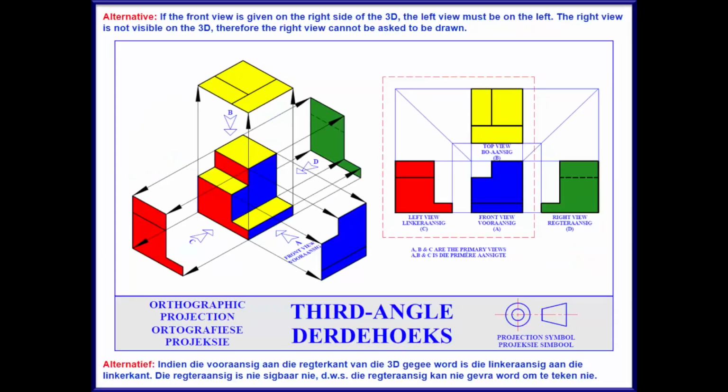The following option is how the question can be asked, if the front view is on the right-hand side. This will entail that the left view will be on the left-hand side and is visible, but the right view, seen from the arrow at D, will not be visible and therefore cannot be asked as part of the drawing. For this scenario, the primary views will be the front, top, and left view. All or some of these views can be asked as part of your drawing.